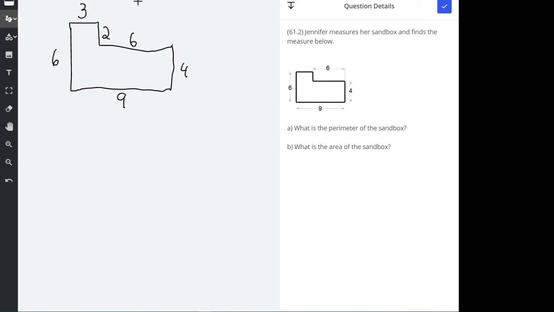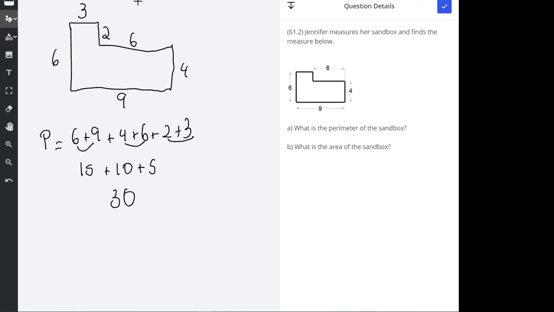That's why. Add all sides for the perimeter. It is 6 plus 9 plus 4 plus 6 plus 2 plus 3. 6 plus 9 is 15. 4 plus 6 is 10. 2 plus 3 is 5. 15 plus 10 plus 5. 15 plus 5 is 20. 20 plus 10 would be 30. 30, whatever unit. Here it is centimeter, whatever unit is there. Okay, guys, just 30.